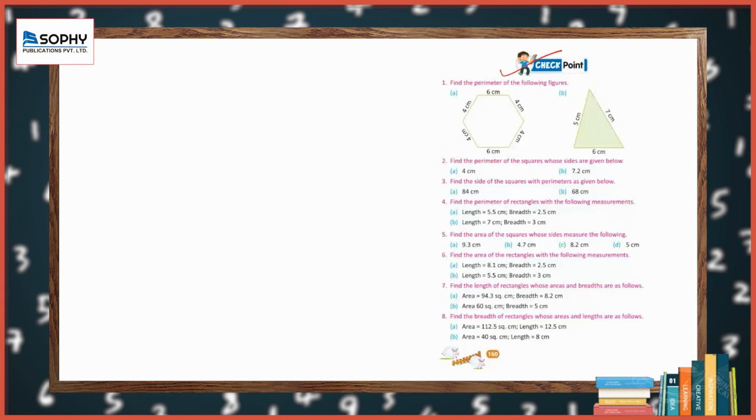Now let's look at the checkpoint. In the first one, we have to find the perimeter. What we'll do, students, we will add; perimeter is sum of all sides, that is equal to 28 centimeter. In the next one, we have to find the perimeter of the square. So that is equal to 4 into 4, that is equal to 16 centimeter.